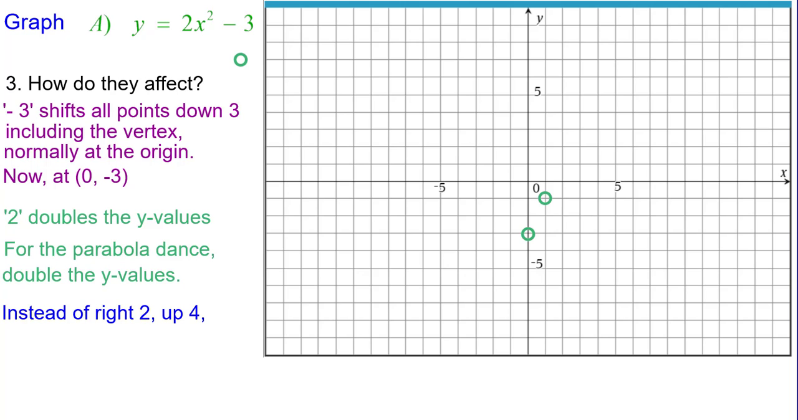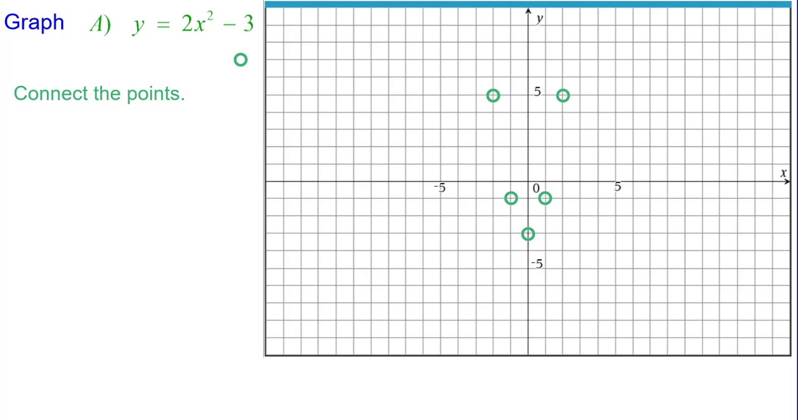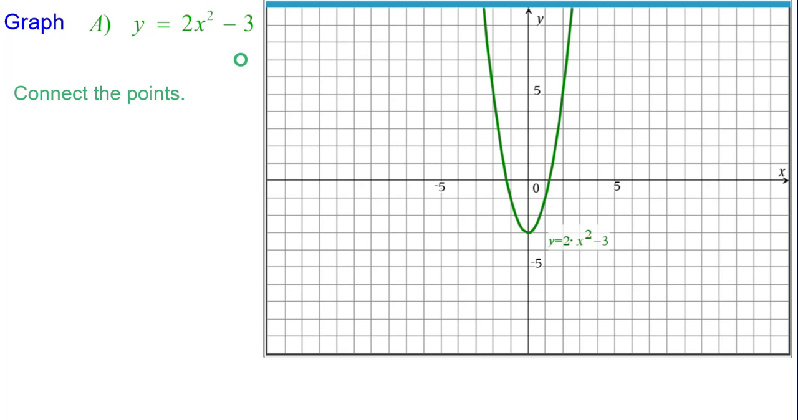Instead of right 2, up 4, 2 squared is 4, it's going to be right 2, up 8, doubling the 4. Left 1, up 1 becomes left 1, up 2. And left 2, up 4 becomes left 2, up 8. Connect the points. And this is our parabola.